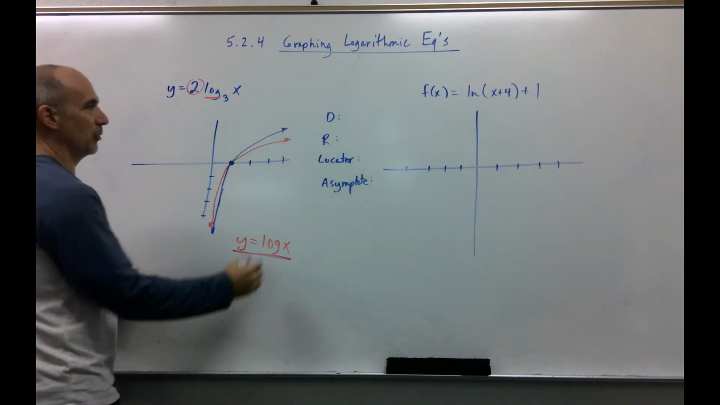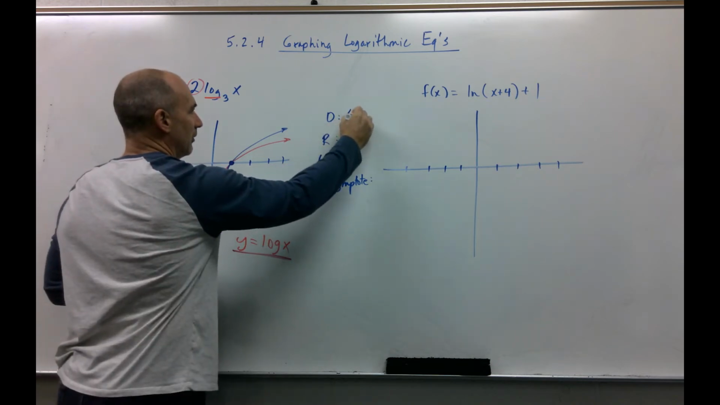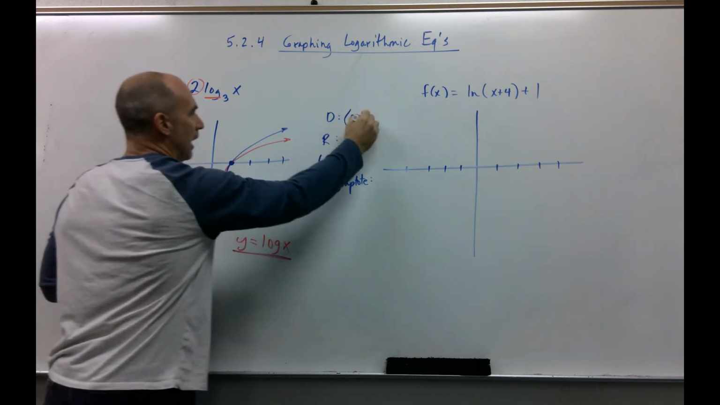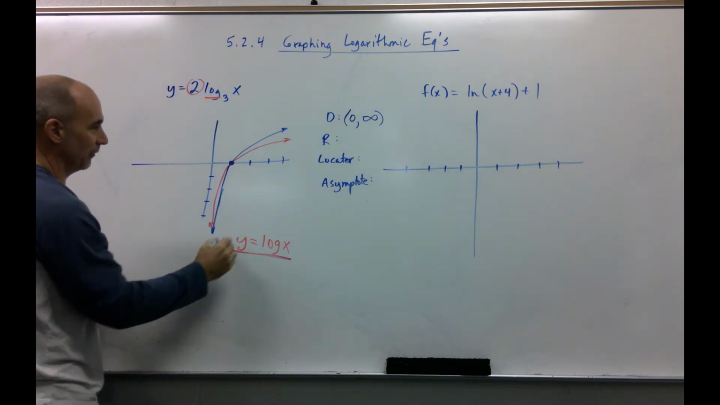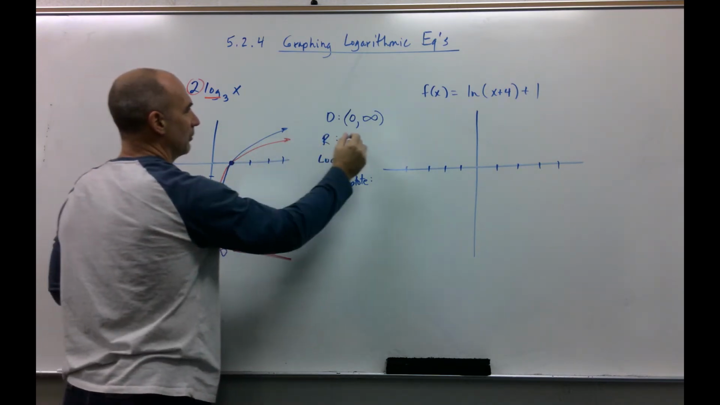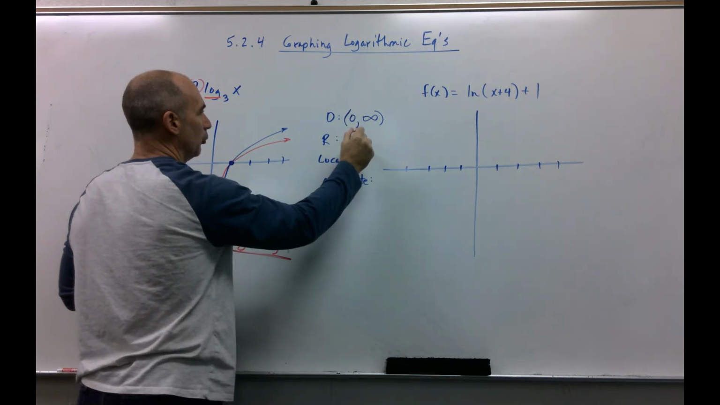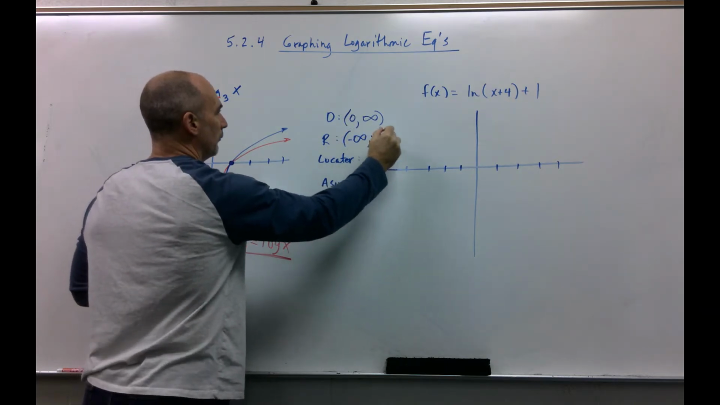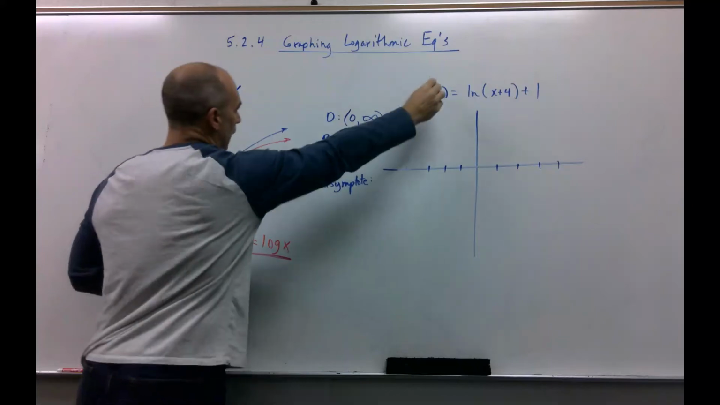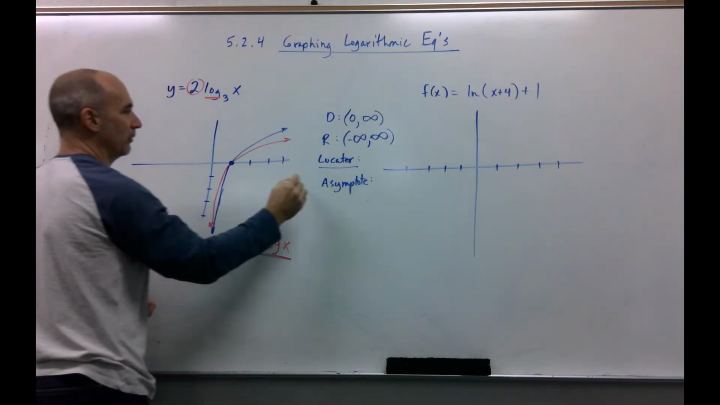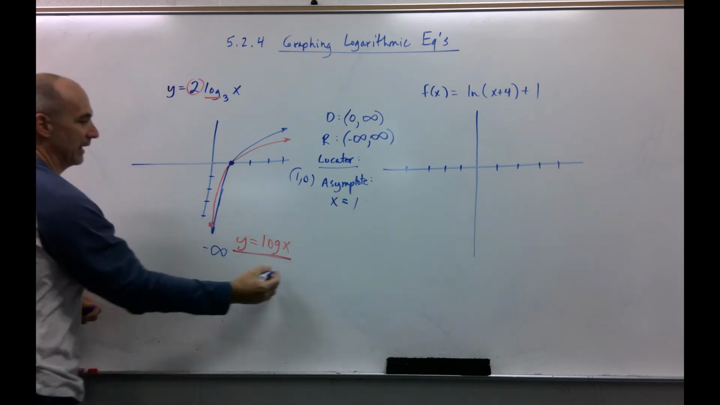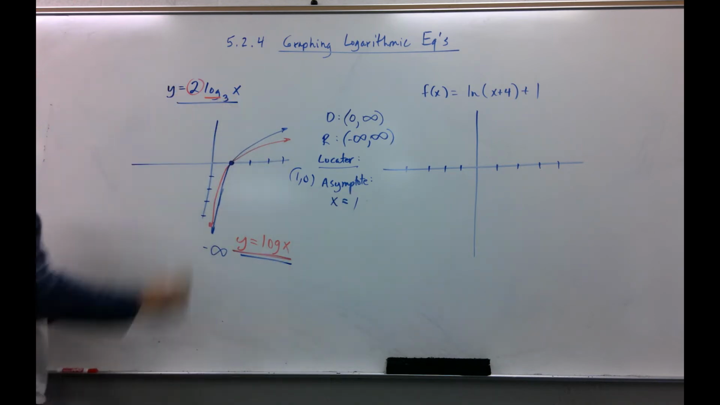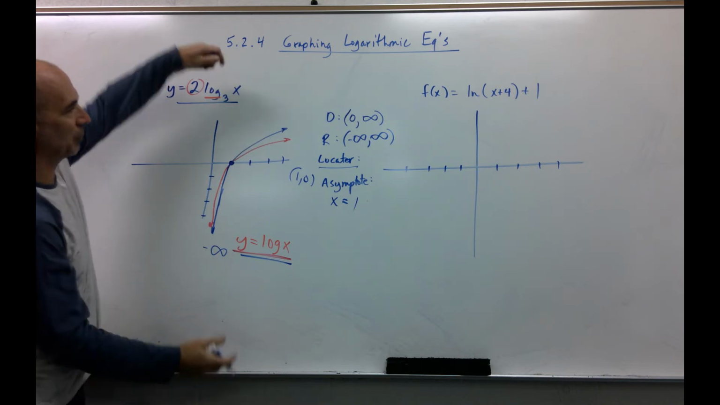What's the domain? Well, it doesn't quite get to 0, but it goes on for infinity. Range? Well, it goes down to negative infinity, and it doesn't go up very fast, but it does get up to infinity over an eternal time. Locator, 1, 0. Asymptote, x equals 1. That's true for this, and it's true for this, because all it did was stretch the red one.